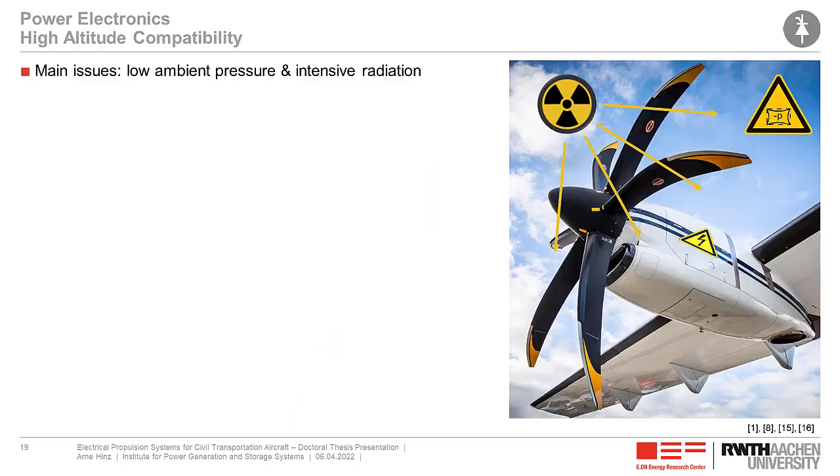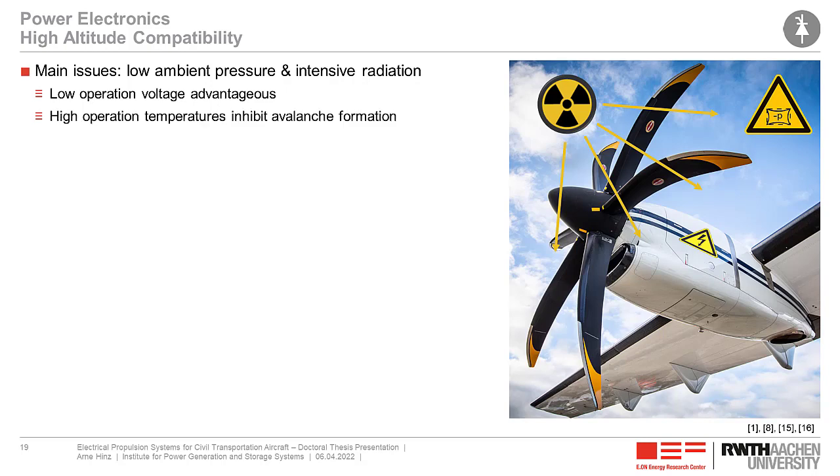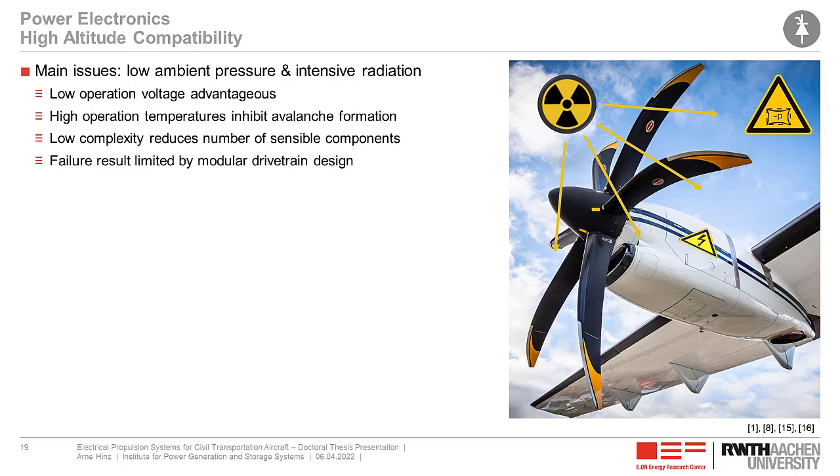In principle, we face two main issues: low ambient pressure and intensive radiation. So we should aim for low operation voltages to reduce our isolation demands. And we should apply high operation temperatures to enable the formation of avalanches within the power semiconductors. Further, we should aim for low complexity to reduce the number of sensitive components. And we should keep in mind that the actual failure result of a power electronic converter failing is ultimately limited by the modular drivetrain design. So the loss in propulsion power can be mitigated.